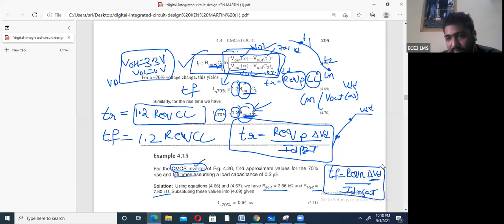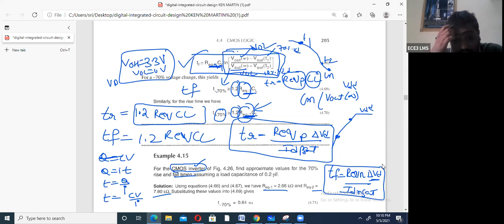So in the pseudo NMOS inverter design, Q equal to CV, and Q equal to IT, so T equal to Q by I, that is CV by I. So it is the same formula: change in voltage, C by I. Here you will get the load capacitance: CL into change in voltage by ID in saturation. In this formula, you can substitute.